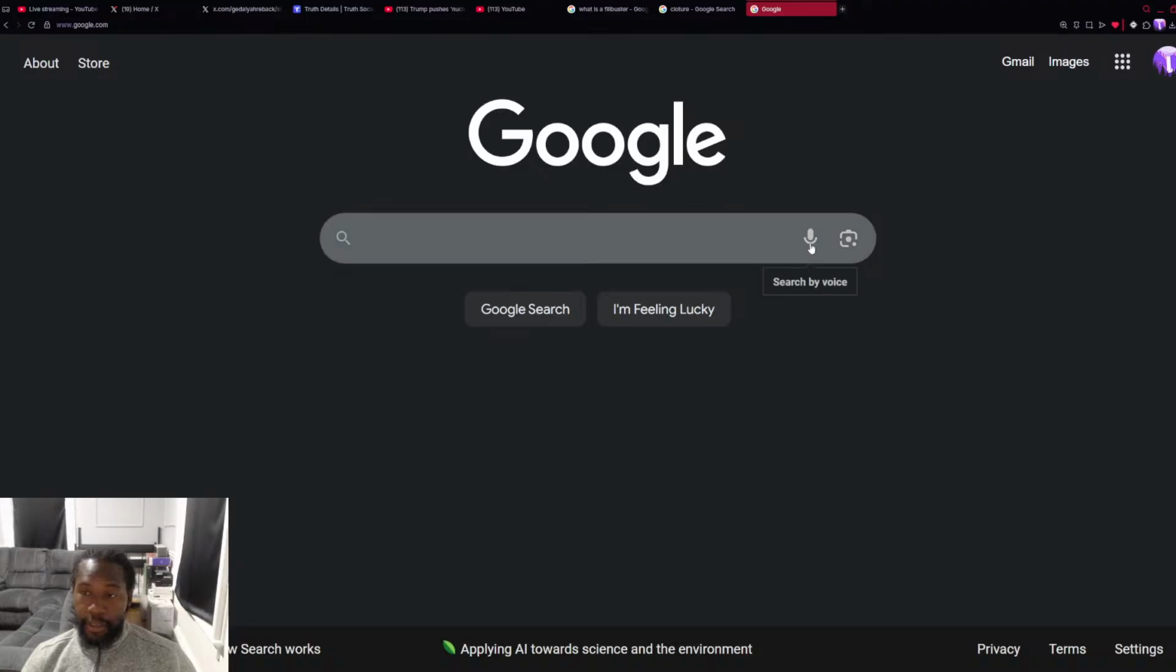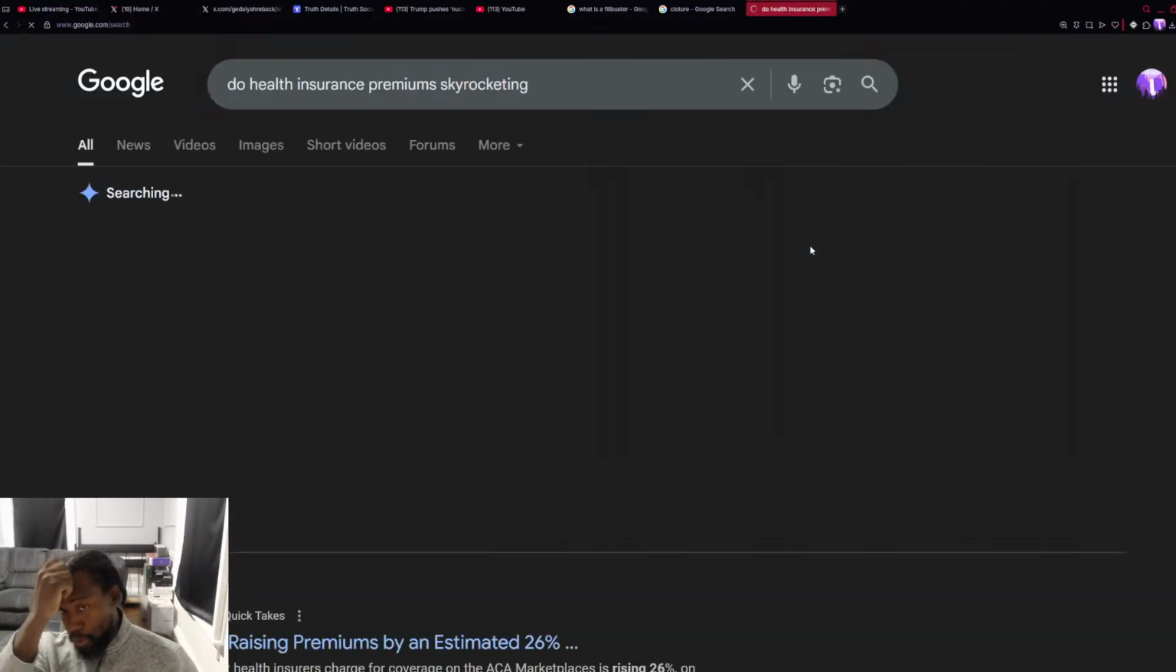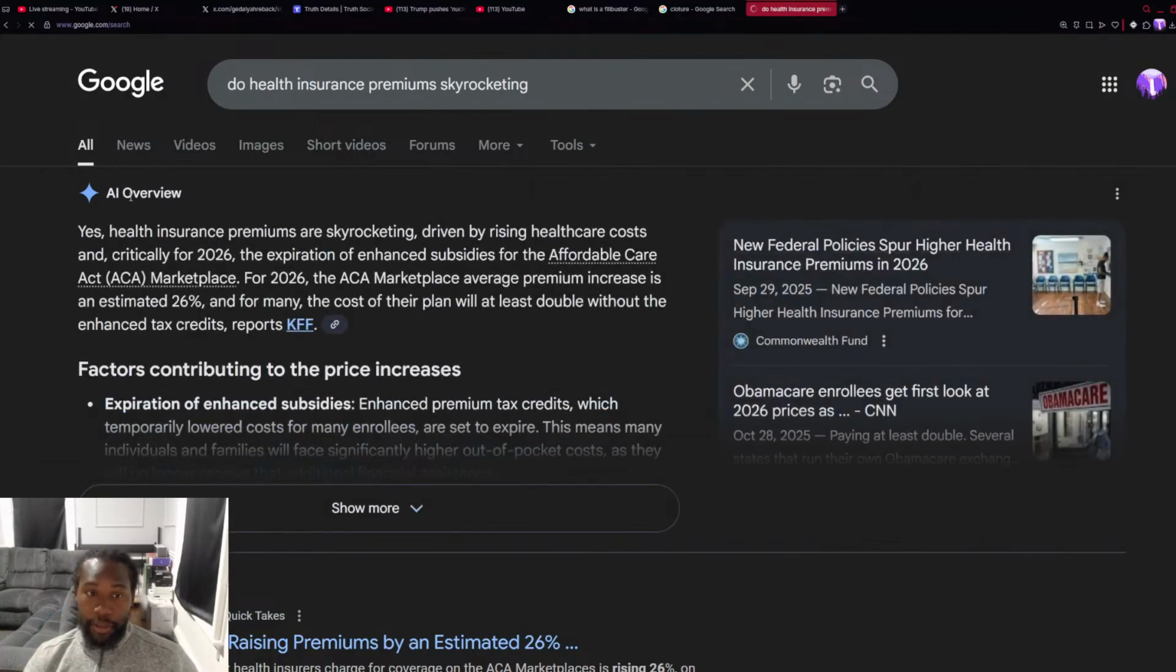Because that's gonna be the next big issue. Health insurance premiums skyrocketing. News. Yes, health insurance premiums are skyrocketing, driven by rising healthcare costs, and critically for 2026, the expiration of enhanced subsidies for the Affordable Care Act marketplace. For 2026, the ACA marketplace average premium increase is an estimated 26%, and for many, the cost of their plan will at least double without the enhanced tax credits, reports KFF.